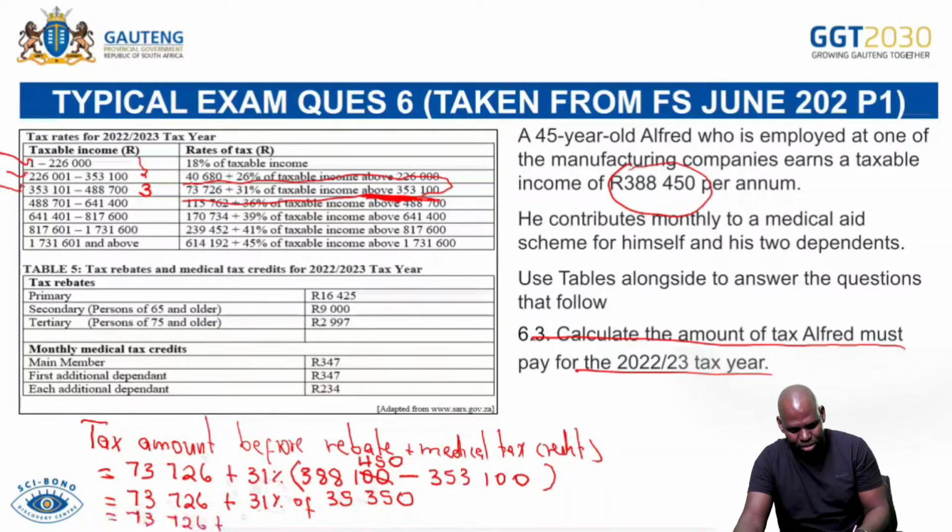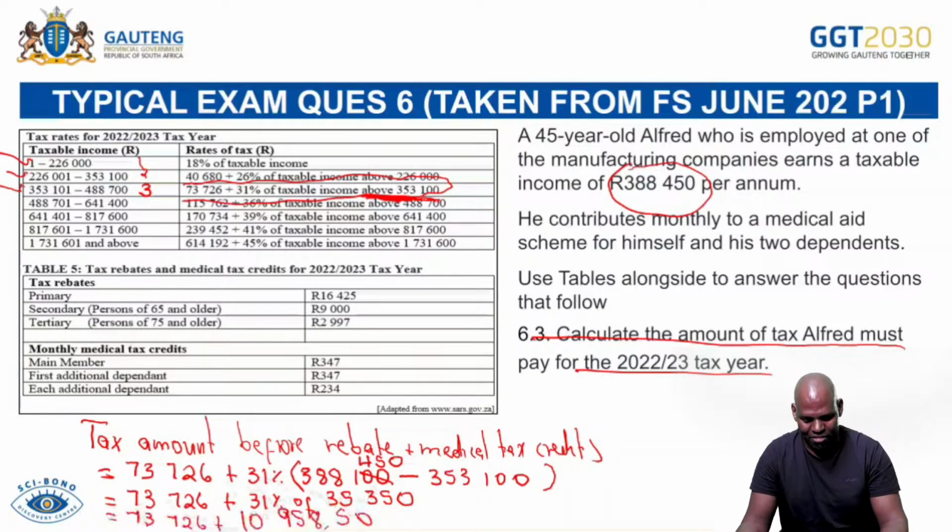Then I get 10,958 rand and 50 cents. Then I add them together. If I add them together, I say 73,726 rand plus 10,958 rand and 50 cent, and then I get 84,000.